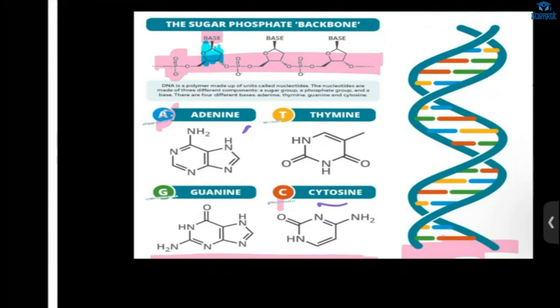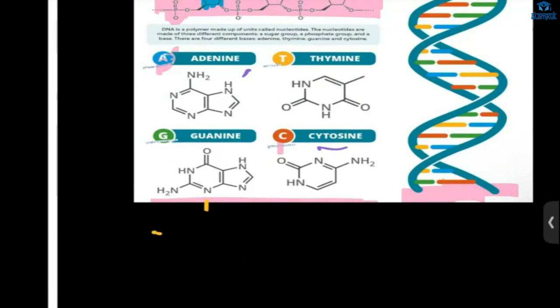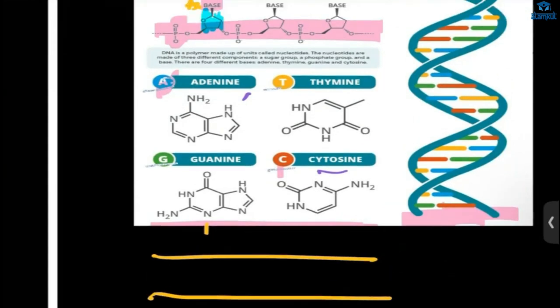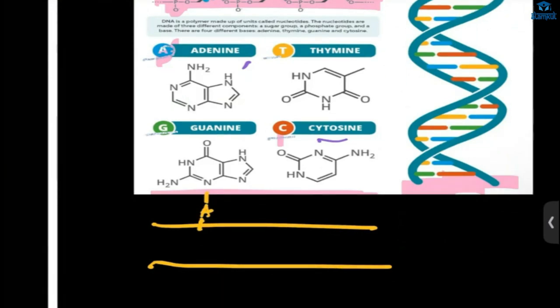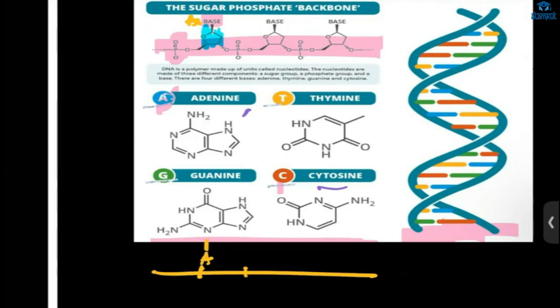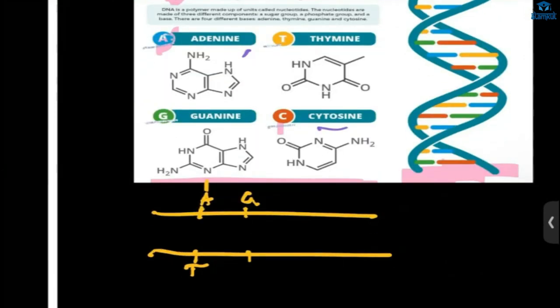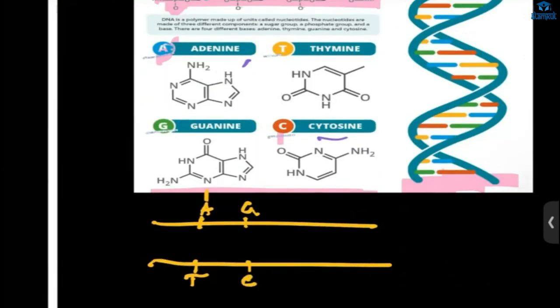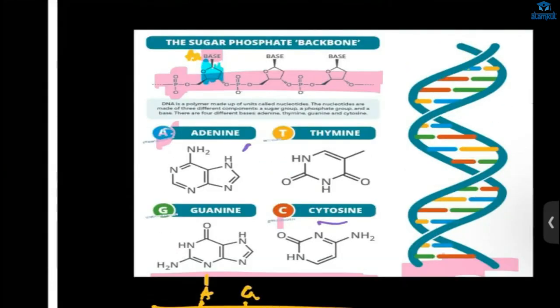Suppose the base here is adenine, then here it will be thymine, and if here it is guanine, then here it will be cytosine, like that. Got it? These all are bases, and this one is what? Sugar and phosphate. Here also sugar and phosphate.